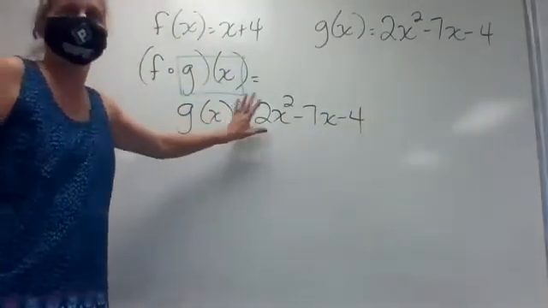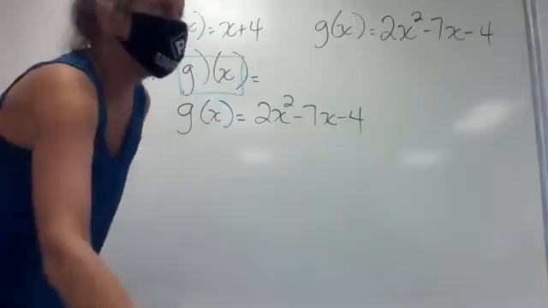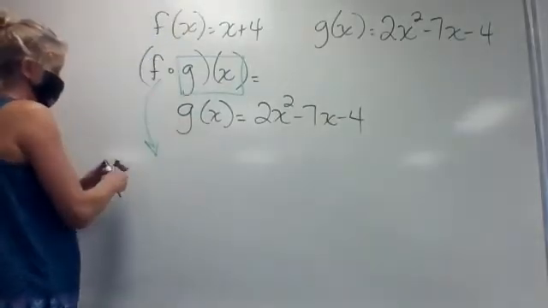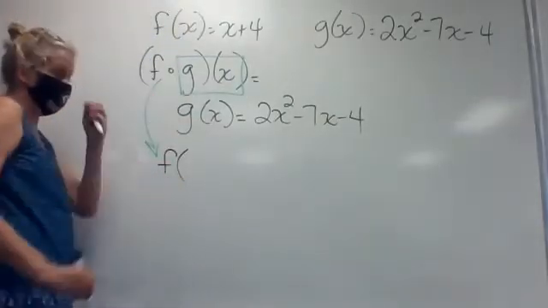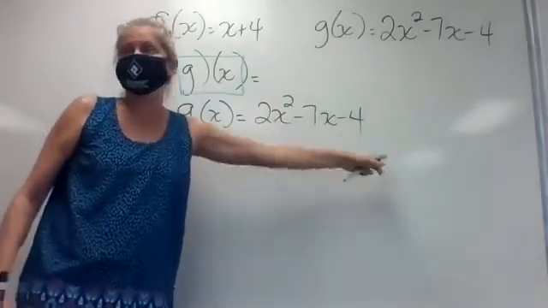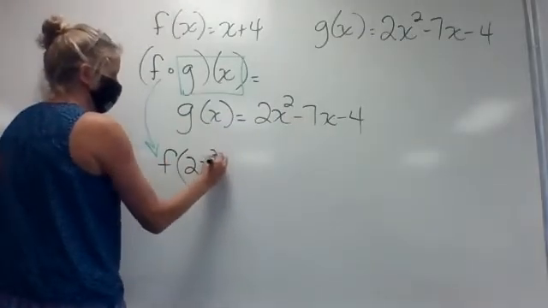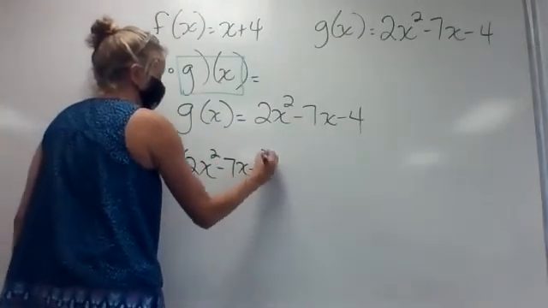And I can't simplify that, right? So I'm done with the first part, which means bring down your f. And in the parentheses goes what? Whatever your last solution was. It's just your last solution was all that. So in parentheses, 2x squared minus 7x minus 4.